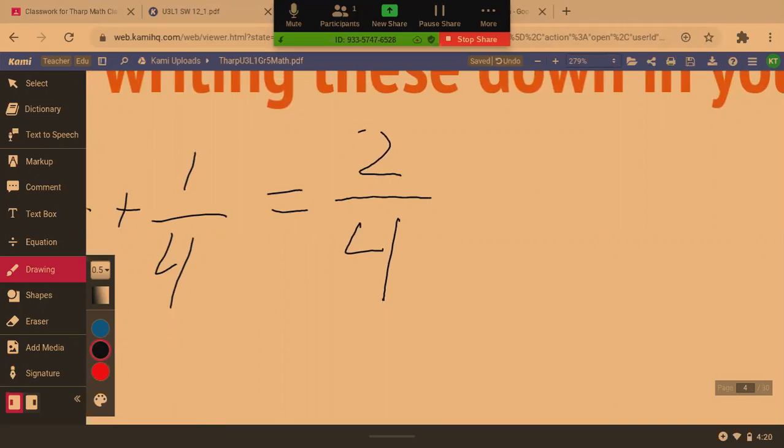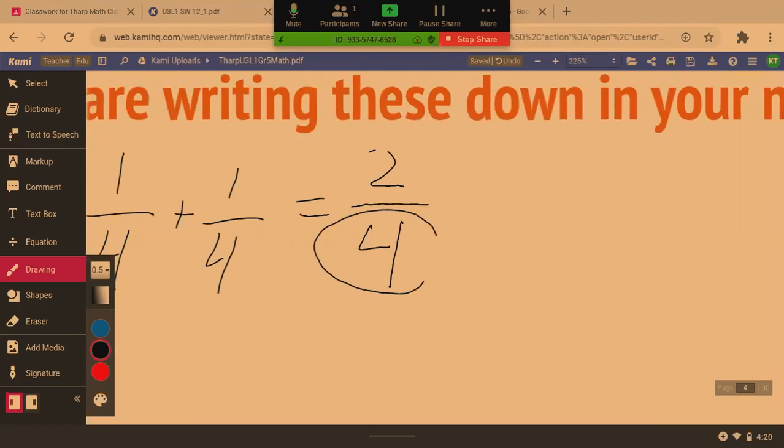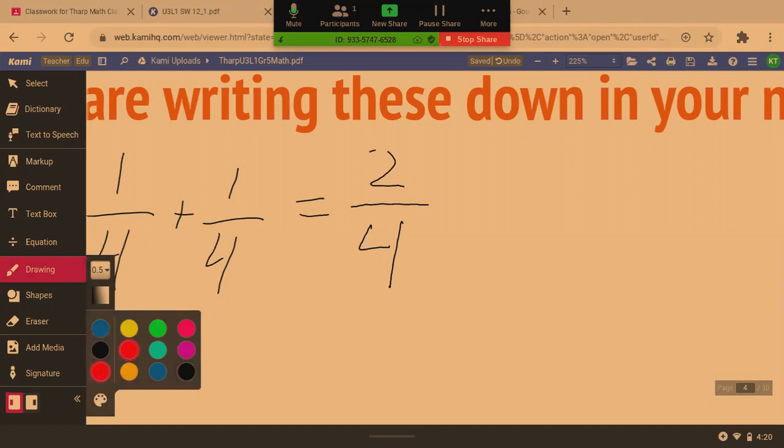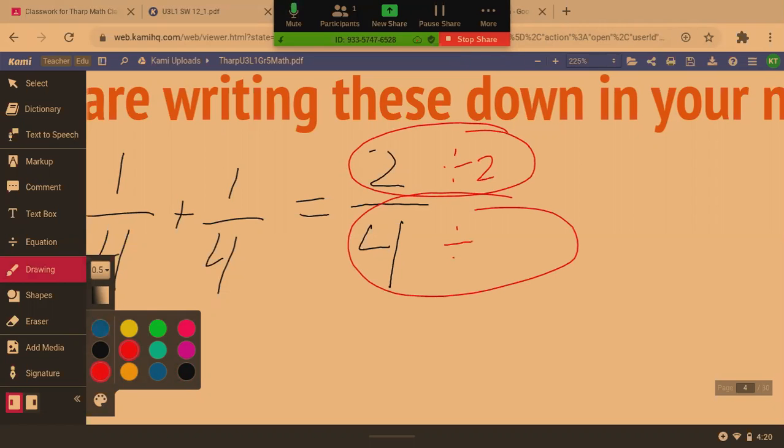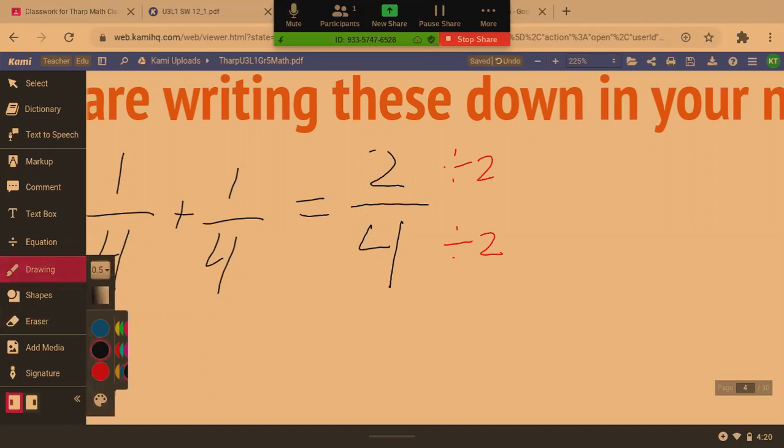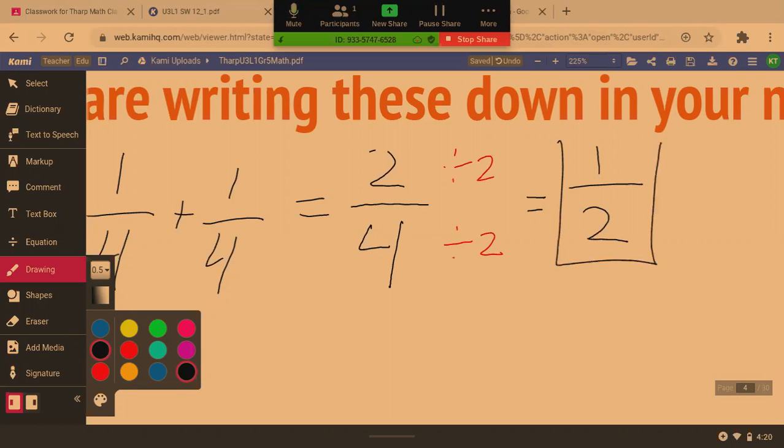We can simplify that. We want to make the denominator as small as possible when we're simplifying. So an easy, in fact, basic way to simplify a fraction is ask yourself, can I divide by 2? And you have to be able to divide the numerator and the denominator by 2. It can't be one or the other. It has to be both. And so lucky for us, both the numerator and denominator can be divided by 2. So 2/4 can be simplified into 1/2.